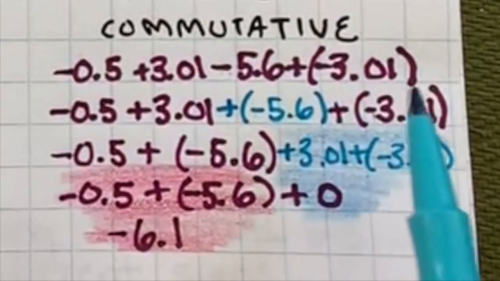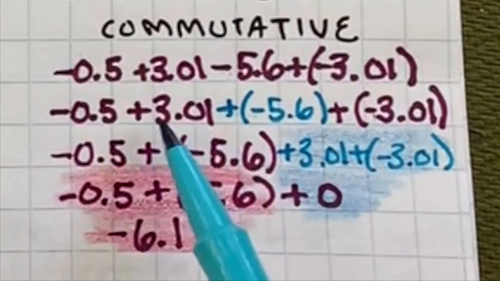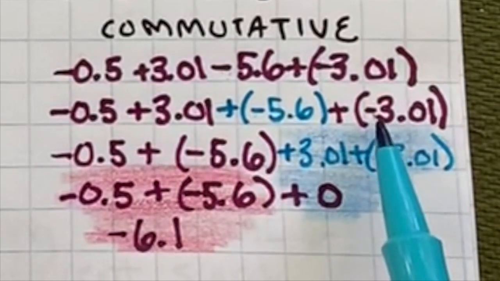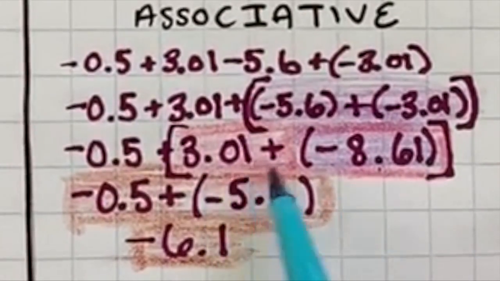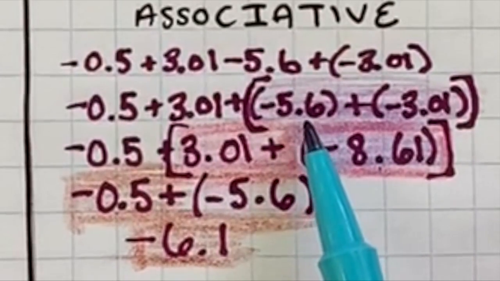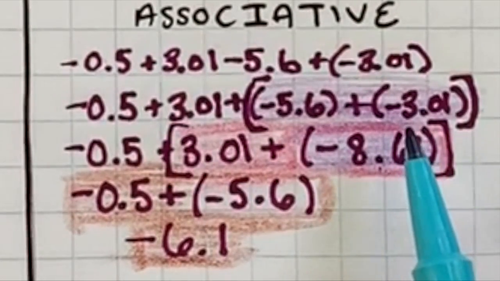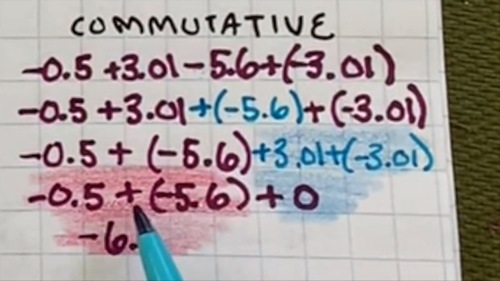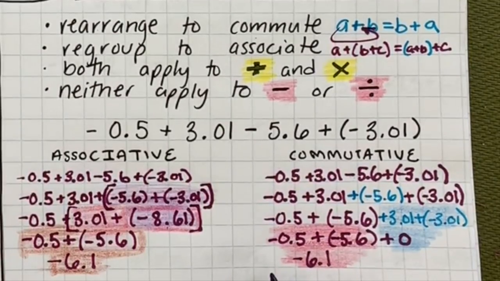In commutativity, I choose to rearrange so that the additive inverses are next to each other. I know that 3 1/10 will cancel with negative 3 1/10. I'm going to group the last two addends, 3 1/10, with negative 8 61/100, because I know it will bring me back to negative 5 6/10. The opposites cancel, just in a later step. With commutativity, I only have two values left to find the sum of, and in both cases, I end up with negative 6 1/10.